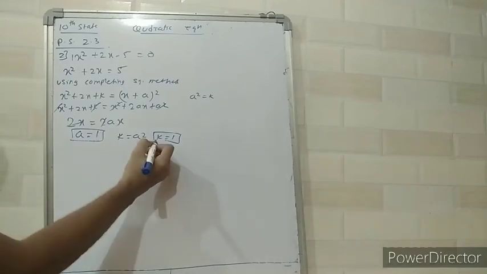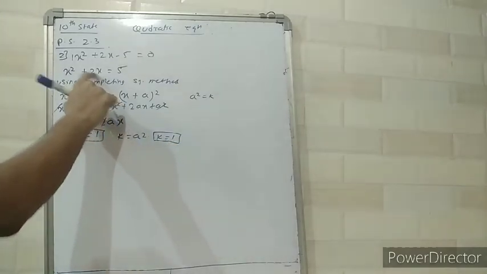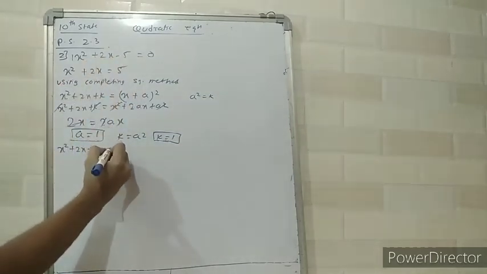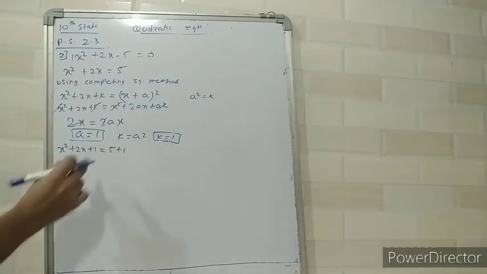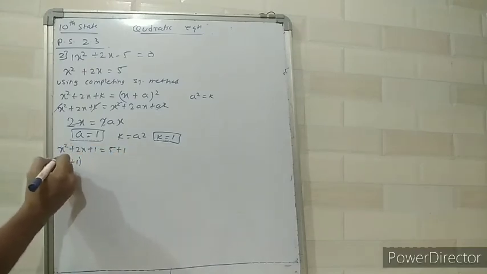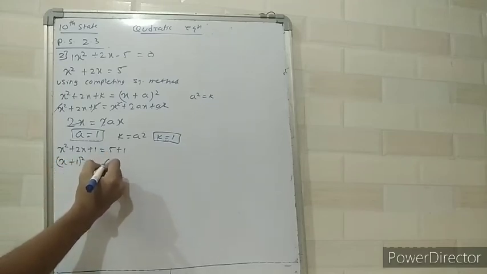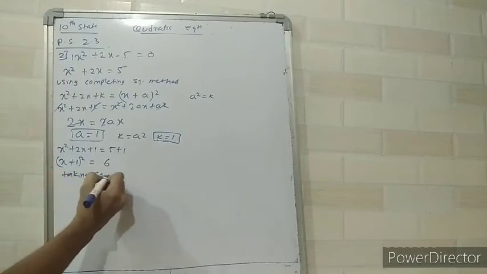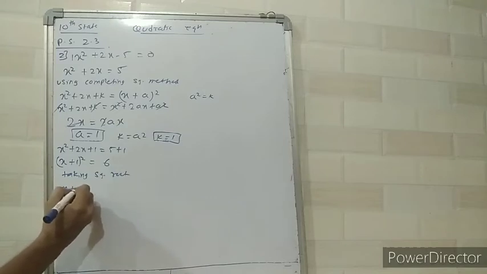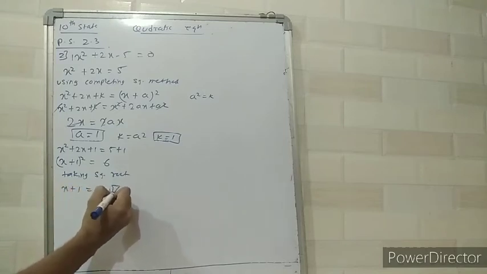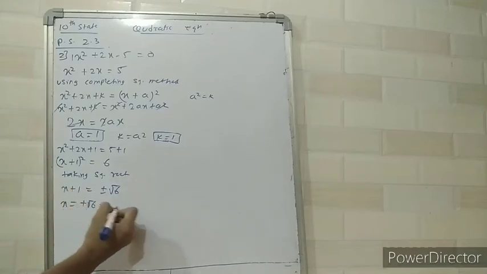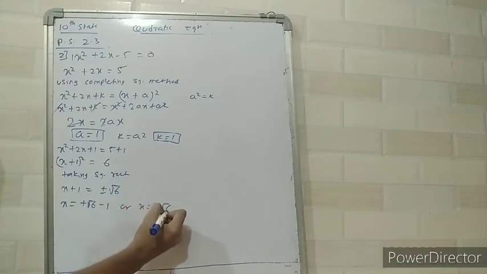Now adding 1 on both sides. So x square plus 2x plus 1, and over here also 5 plus 1. So this can be written as x plus 1 the whole square, and this is 6. Okay, now taking square root, I will have x plus 1, and over here plus or minus square root of 6, because 6 is not a perfect square. So the value of x is plus root 6 minus 1, or the value of x is minus root 6 minus 1. Okay, got it?